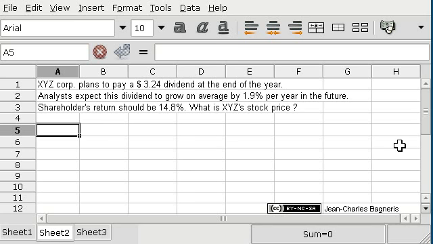So here we only know the next dividend, which will be 3.24. But we know in addition that this dividend is supposed to grow on a yearly rate of 1.9%, and this forever. Well, at least we assume it's forever. That means that from dividend 1, the next dividend, you can get, of course, dividend 2. And then from dividend 2, dividend 3, etc. And of course, as usual, we have a shortcut formula for this case. Let's have a look at this shortcut formula.